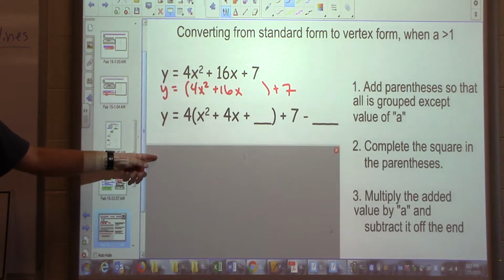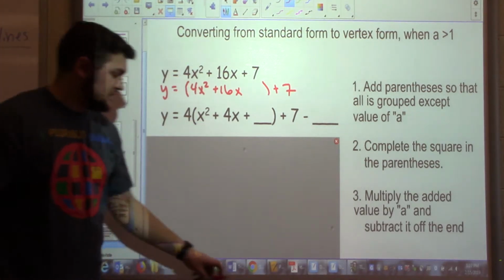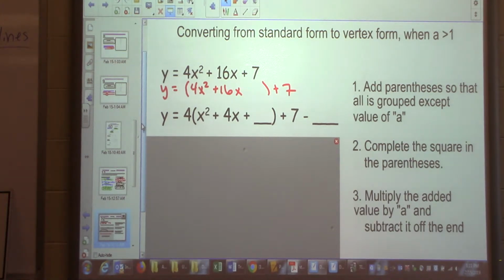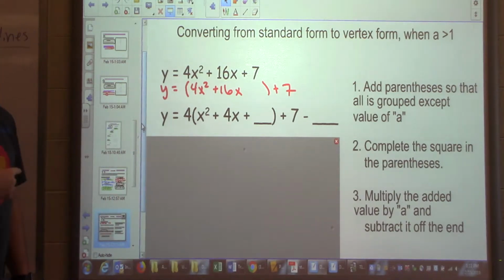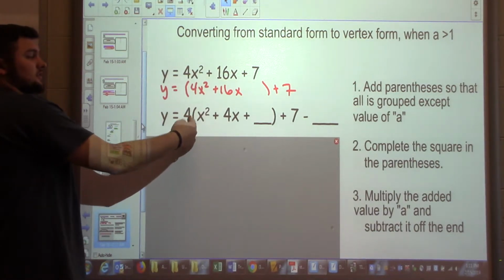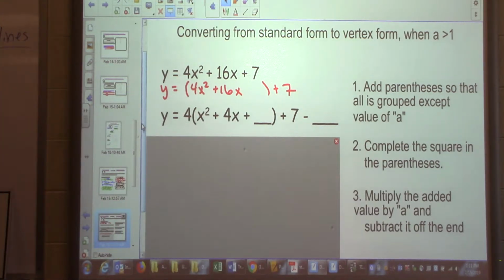Then what I'm going to do is factor out whatever GCF I can take out, but I'm not going to take the x. I'm only taking a GCF from my integers. So like here I have 4 and 16, I can take a 4 out of both. So I factor out a 4, I'm left with x squared plus 4x plus whatever. Right?